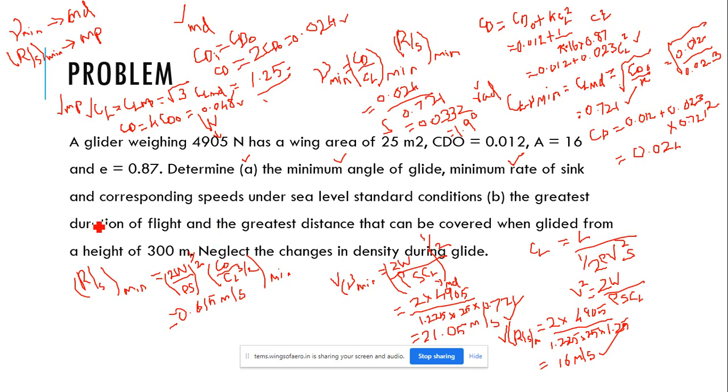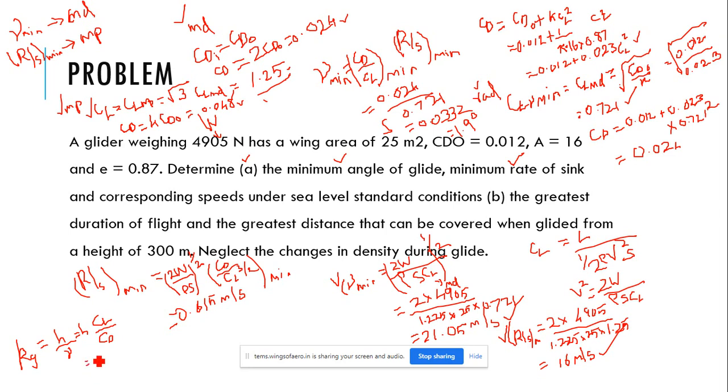Okay, so next we need to find the value for greatest duration of flight when the glider is glided from a height of 300 meter. The formula for range and endurance I will write for glide. So R glide is equal to h by gamma, or we can write it like this, h into CL divided by CD.